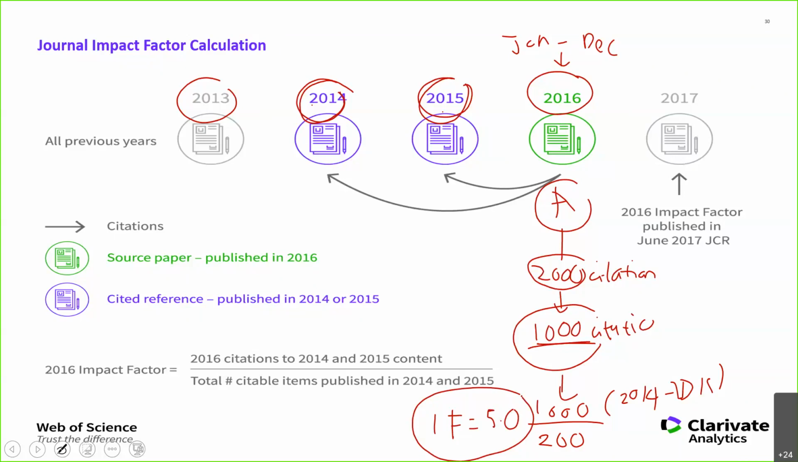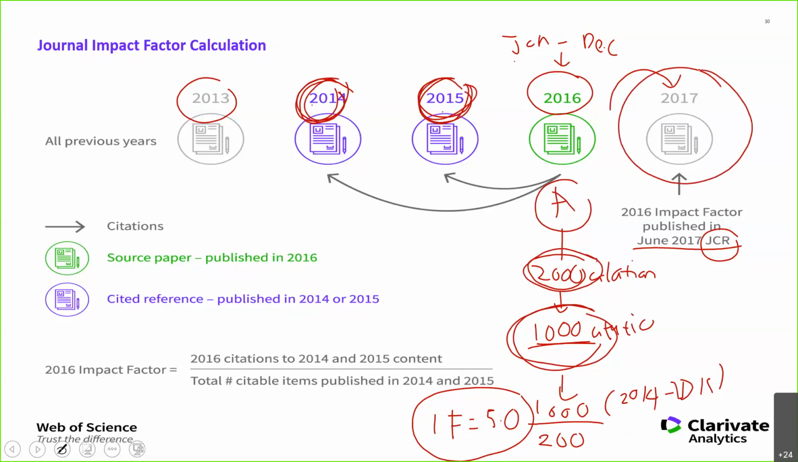Any question? And this will be reported in June 2017 in the Journal Citation Report. It means that they monitor yearly from January to December 2016. They count total citations, but only those made to papers published in 2014 and 2015. Then this is divided by the total publications in 2014 and 2015, and they get 5.0, which is 1,000 divided by 200. Not 2,000 divided by 200, but 1,000. And this impact factor will be published in 2017. Any question?